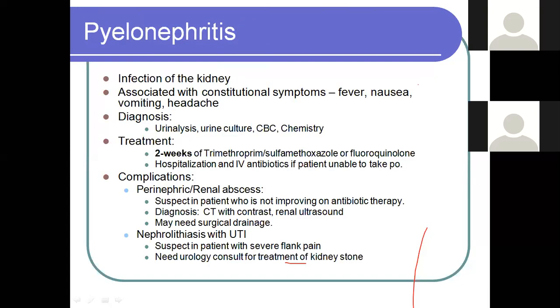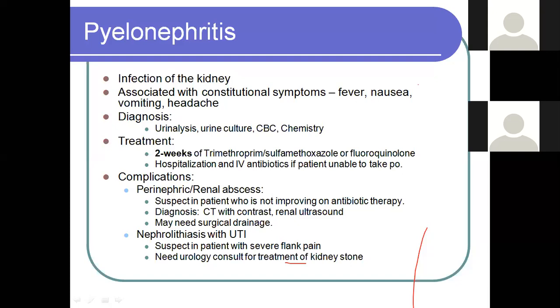Now, pyelonephritis is infection of the kidney and is associated with constitutional symptoms like fever, nausea, vomiting, headache. Diagnosis is again made by urine analysis, urine culture. For treatment, we give antibiotics for 2 weeks, and we need to hospitalize the patient and start IV antibiotics if the patient is not giving any response to oral antibiotics. So pyelonephritis can also develop certain complications.